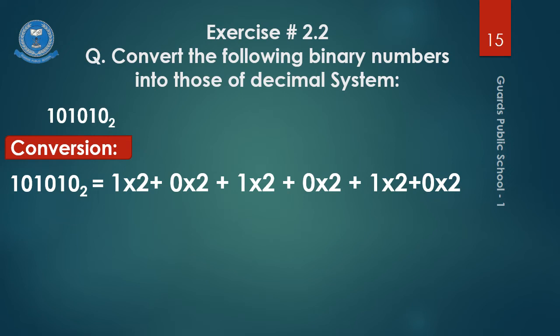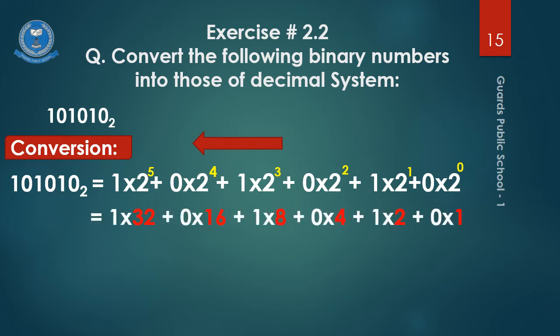First we will multiply each digit with 2. So this 1 will multiply with 2, plus 0 will multiply with 2, plus 1 multiplied by 2, plus 0 multiplied by 2, plus 1 multiplied by 2, plus 0 multiplied by 2. Now we will start writing its powers, and the powers start from right to left. So the first 2 will get power 0 and then 1, then 2, then 3, then 4, then 5. Now first we will solve the powers. So this 1 will multiply with 2 raised to power 5, that gives you 32.